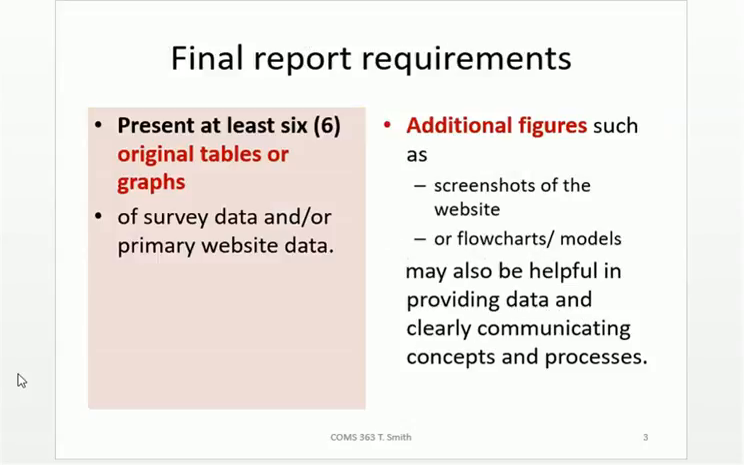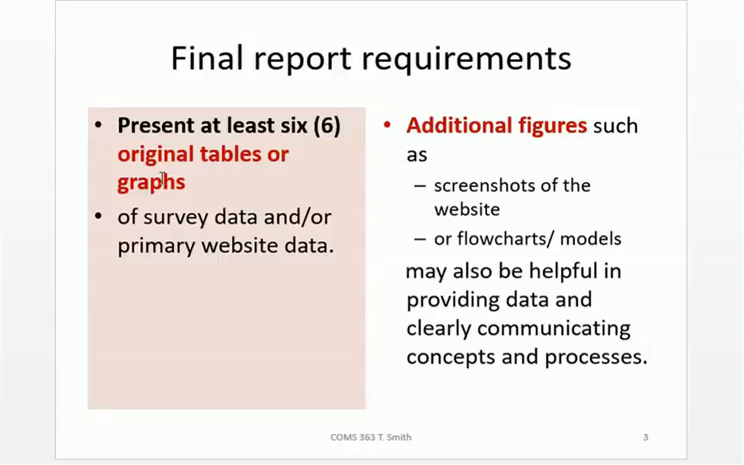In your final report requirements, if you have a group of 4, the standard is to present at least 6 original tables or graphs. That's throughout your report, and that includes the table that goes in your methods section, and there's only one table that's necessary for your methods.